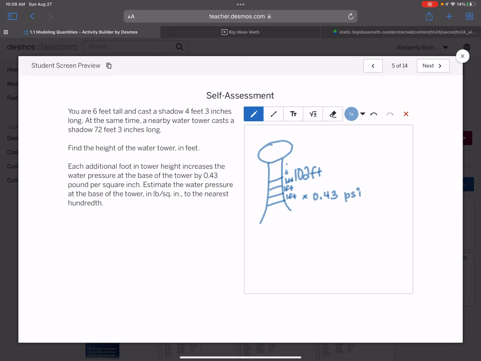If I want to find the water pressure of the whole tower, I'm taking 102 feet times 0.43 PSI per foot. So 102 times 0.43 is 43.86 PSI. That is the water pressure at the base.